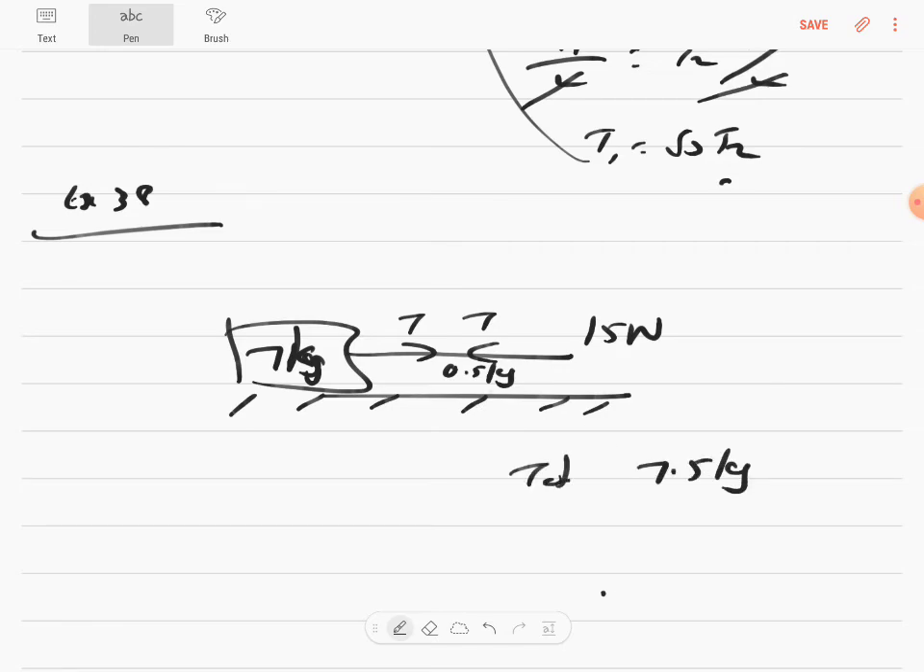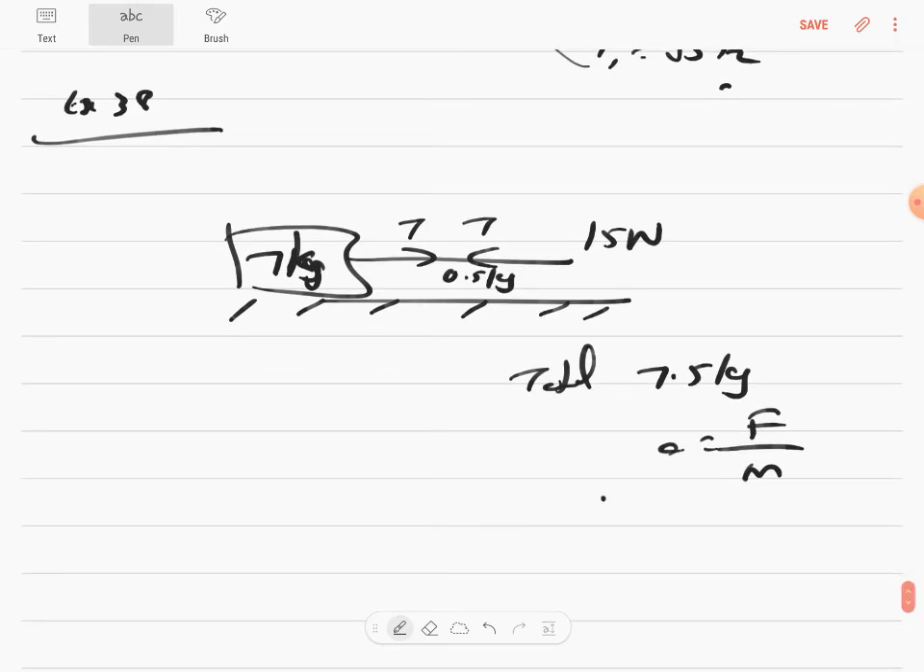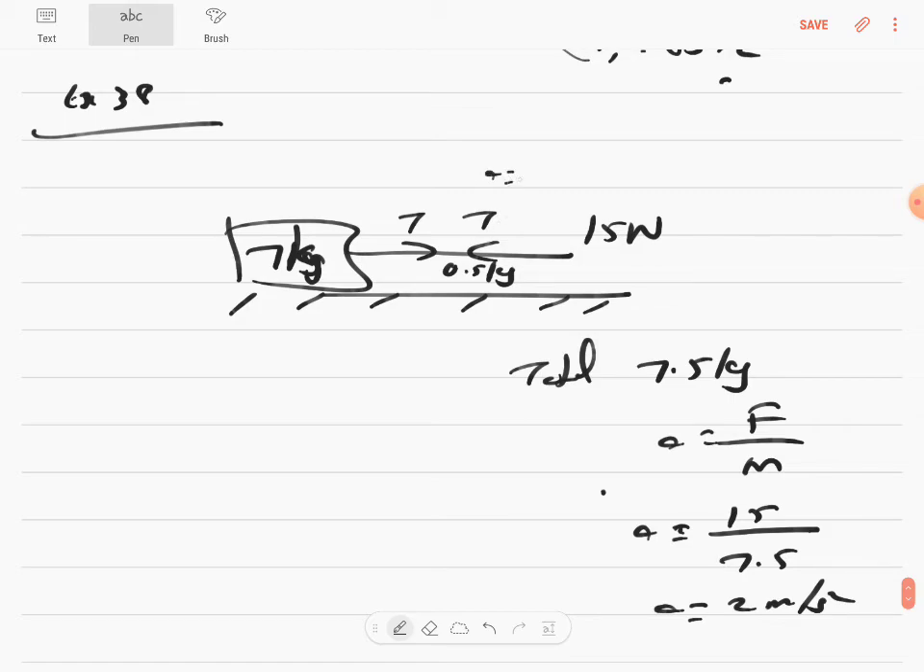The total mass. And you know a is equal to F by m. Because there is no friction, you can use the formula a is equal to F by m. So F is 15 newtons, and the total mass is 7.5, so the acceleration is 2 meter per second square. That shows that the rope is going to accelerate at 2 meter per second square and the block is also going to accelerate at 2 meter per second square.